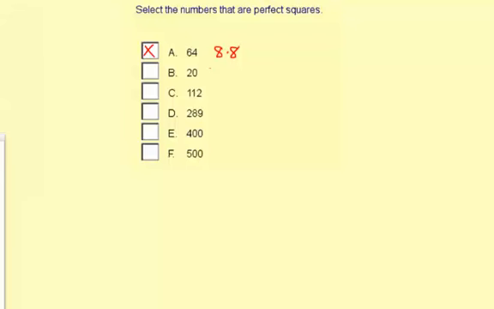20, that's 4 times 5, but you're not multiplying the same number by itself, so that's not a perfect square. 112, geez, I don't know about that one. Now, at this point, there are a couple different things you could do. You could make a factor tree where you could go 112 and then say it's 2 times 56 and then continue on down that way. Or there's an easier way using technology.